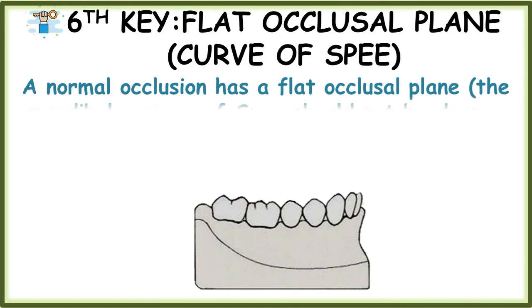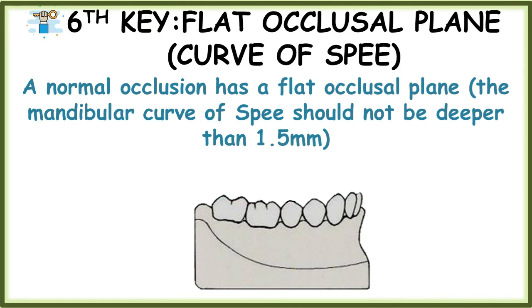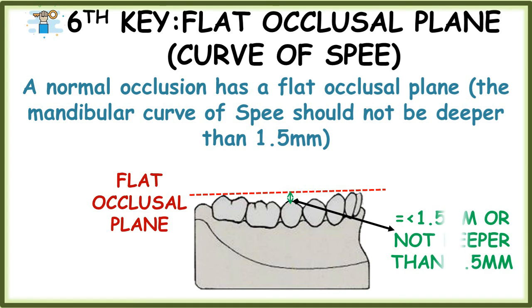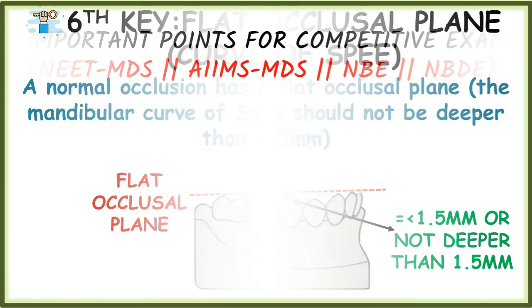Now the sixth key, flat occlusal plane or curve of Spee. A normal occlusion has a flat occlusal plane. The mandibular curve of Spee should not be deeper than 1.5 mm. As you can see, this is flat occlusal plane, and distance between this and the teeth is less than or equal to 1.5 mm, not deeper than 1.5 mm.